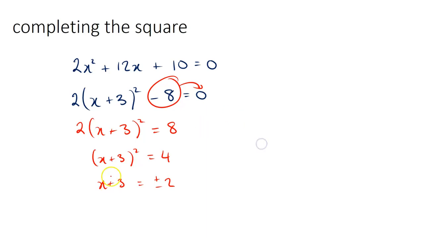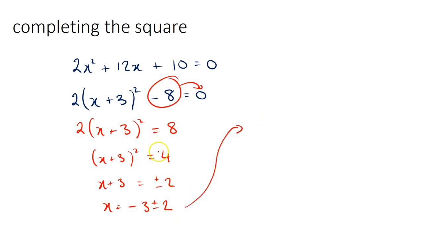Now the last step is to take that 3 onto the other side. So x is equal to -3 plus or minus 2. And you can kind of see what happens with the quadratic formula here. We're having these two solutions. This is where the plus minus bit comes from. And then I want to do this in turn.